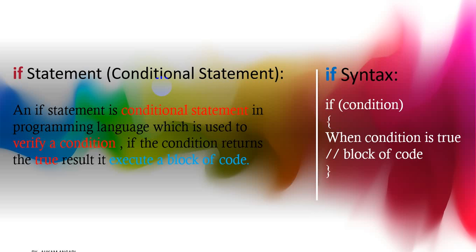Yes, your age may be 18 years or less than 18 years. So on the basis of the condition, if the condition is true, we will execute some code, and if the condition is false, we will execute some other code. So just read out the definition. I have just written a meaning, so you can write any meaning. The thing is that you have to understand.